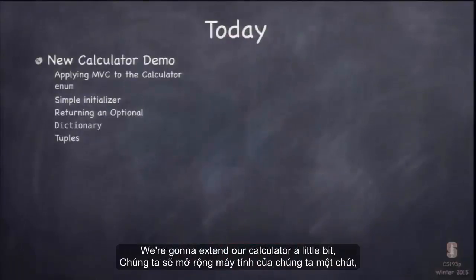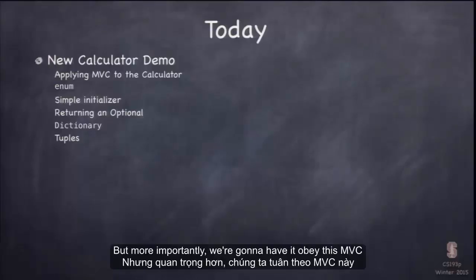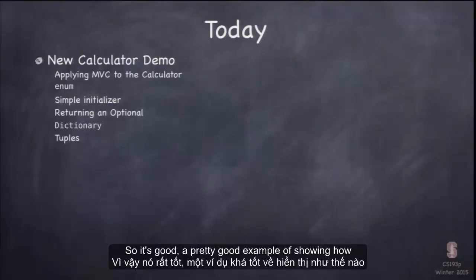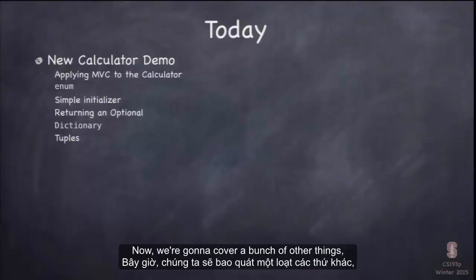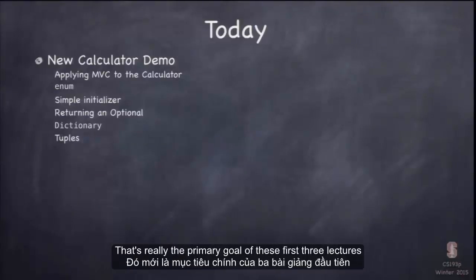a demo. We're going to extend our calculator a little bit. We're going to make it more powerful. But more importantly, we're going to have it obey this MVC design paradigm. Okay? So it's a pretty good example of showing how we're going to separate the stuff into the camps here. And we're going to cover a bunch of other things, language features and stuff, as I always do. That's really the primary goal of these first 3 lectures worth of demos.